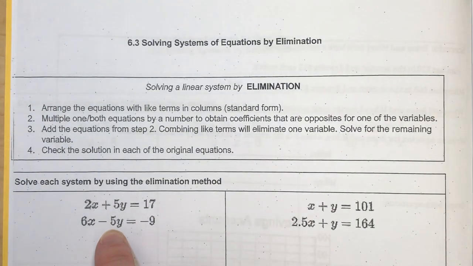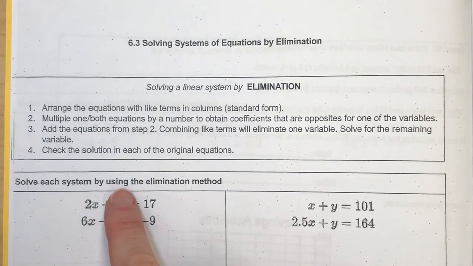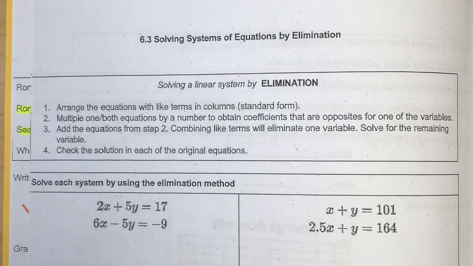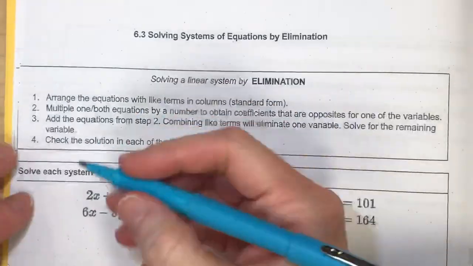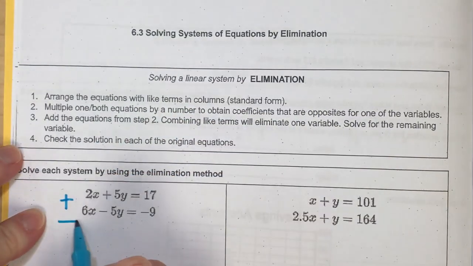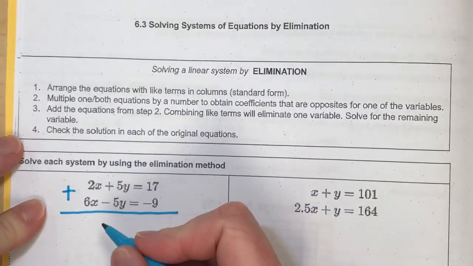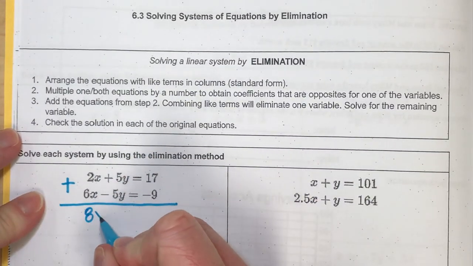So for step 3, when we add our equations together from step 2, what will happen is our y's will cancel out because 5y minus 5y means you have no y's left over. I call it big addition, but really what you're doing is just adding your 2 equations together. So it looks like this when you add your 2 equations. Your 2x plus your 6x together would give you a total of 8x.